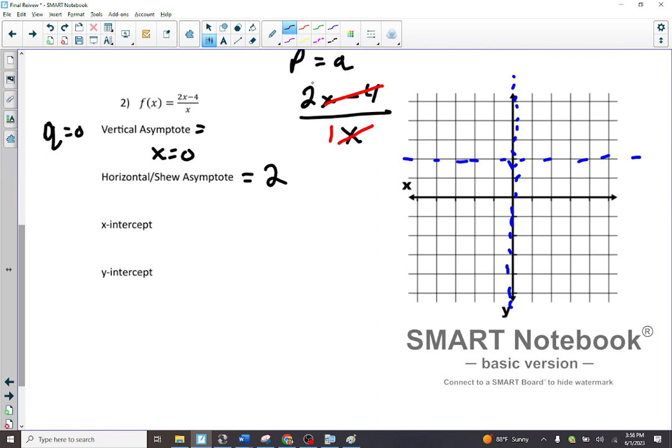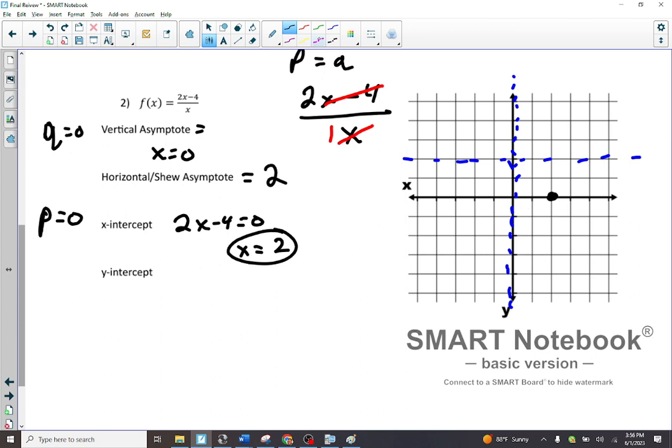This only happens because p and q are exactly equal. Remember, it's like we're putting an imaginary infinity, so the other parts get scaled out. All right, x-intercept, that's when you make the top equal 0, so p equals 0. So 2x minus 4 equals 0, so x equals 2. So we know we're going to hit the x-axis at 2 over here.